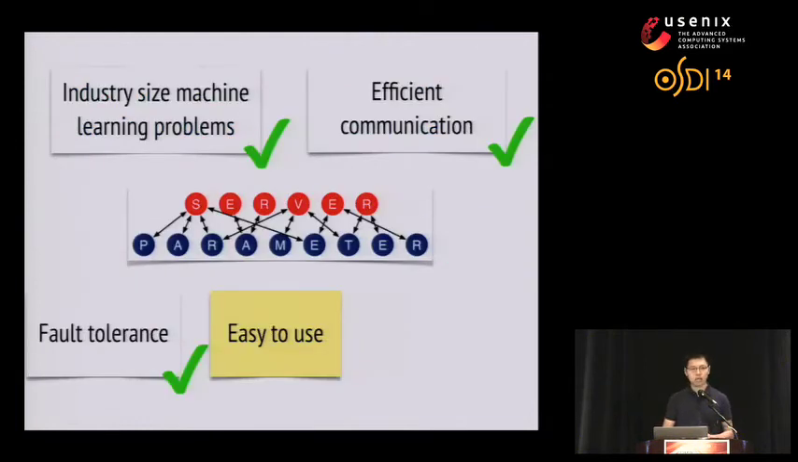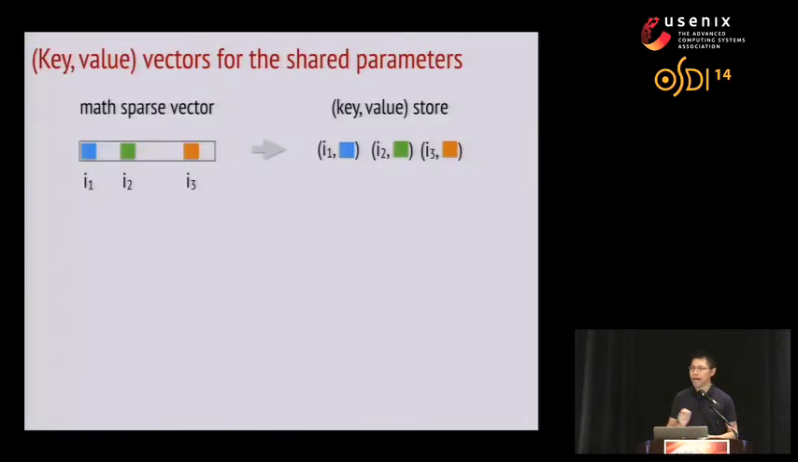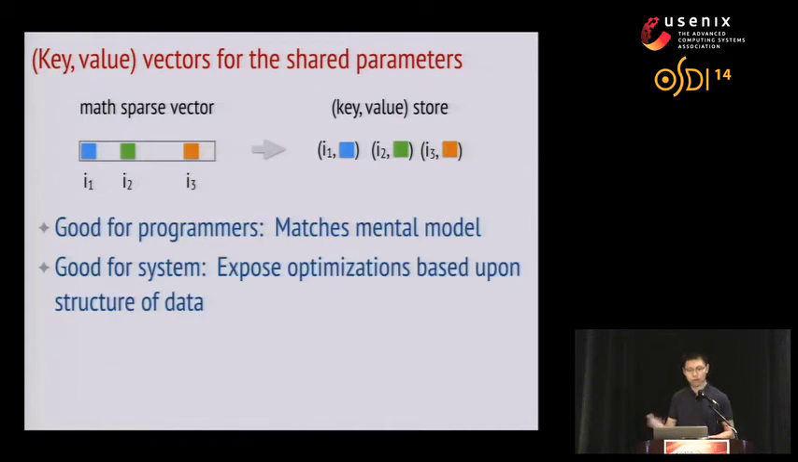Now I would like to discuss how to make the system easy to use. The key observation here is that machine learning algorithms rely on math objects, such as sparse vectors and matrices. So we can implement these objects using the key-value store. But rather than providing the standard key-value store API, such as single key reads and writes, to the users, we allow the users to use these objects just as math objects. It's good for the programmer because it makes it easy to implement machine learning algorithms. And it's also good for the system because there are many more optimization opportunities to take advantage of with these data structures.